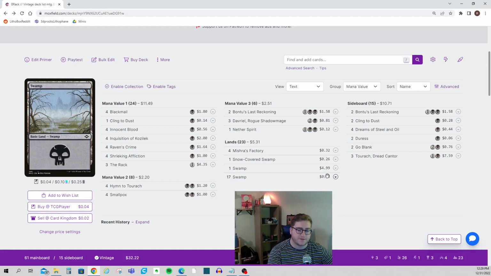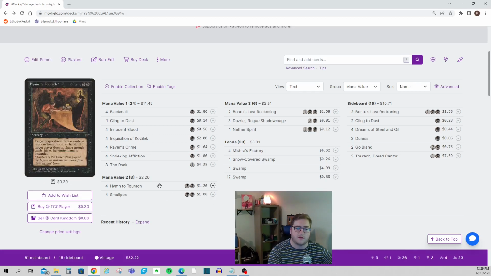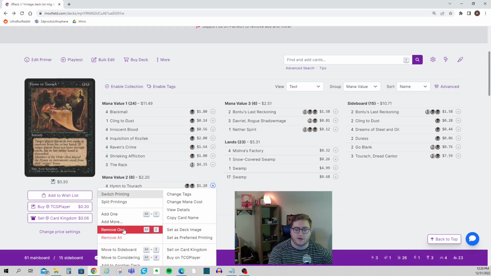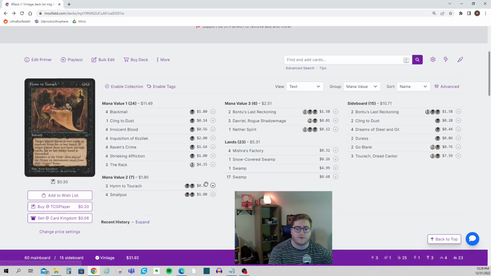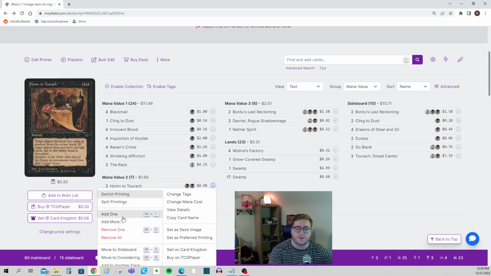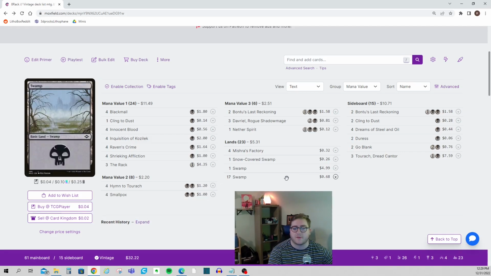I've got 17 swamps at a total of 68 cents. Keep in mind, this is a running total. It's not 4 Hymn to Tourachs at $1.20 each. It is 3 Hymn to Tourachs. The total is 90 cents, so it's a 30-cent card, right? Just keep that in mind. So I've got 17 swamps. It's pricing this version at 68 cents.